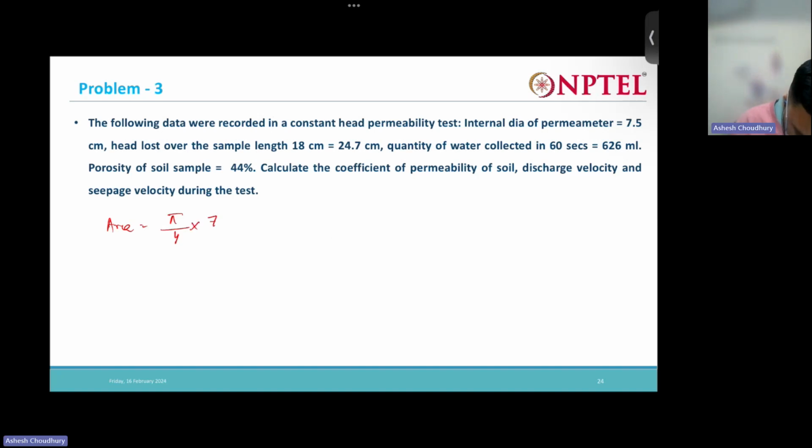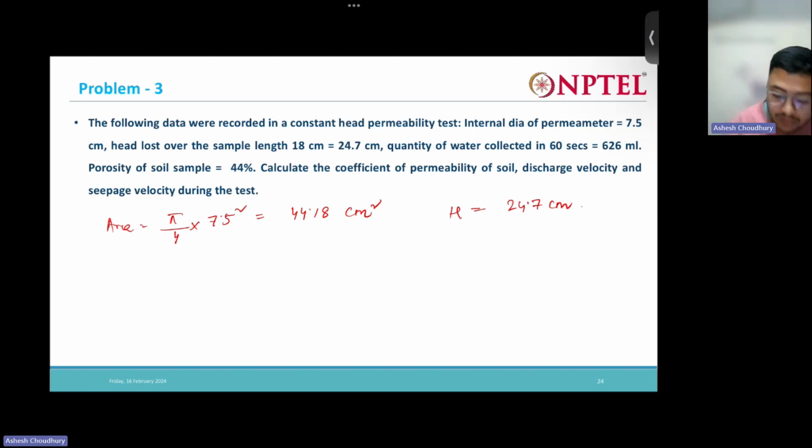Pi by 4 into 7.5 square is nothing but 44.18, right? And what is the height or the length of flow? That is the length of the sample along which the flow is occurring, right? That is 24.7 centimeter.